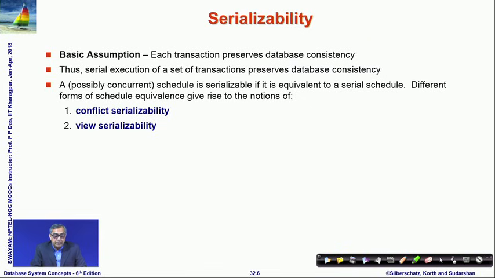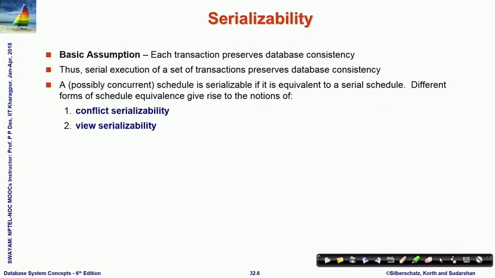So, we say that a concurrent schedule is serializable if there is some serial schedule. What is a serial schedule? A serial schedule is where the transactions are executed one after the other. So, if you have two transactions in the concurrent system, then if I do T1 then I do T2, it is a serial schedule. If I do T2 and then I do T1, it is a serial schedule as well.